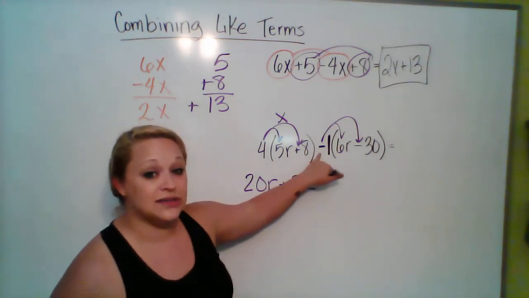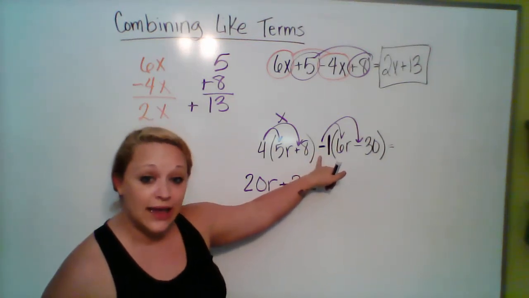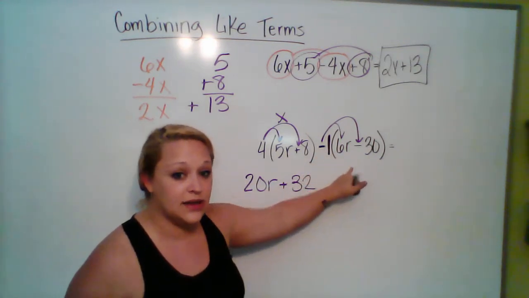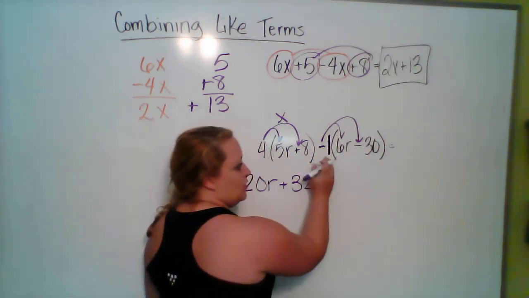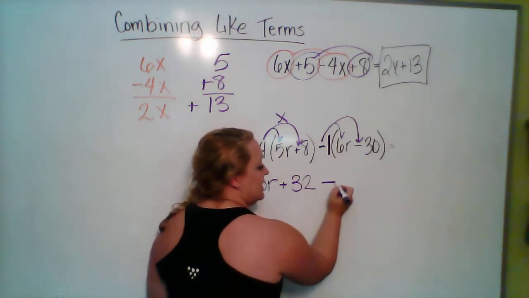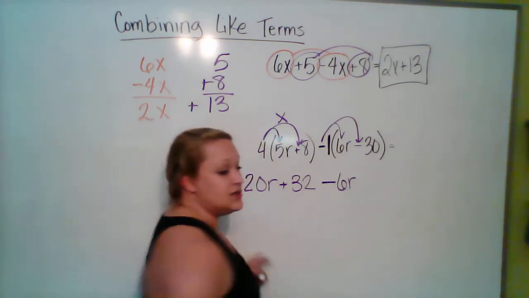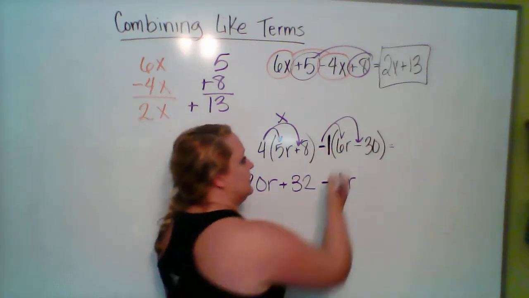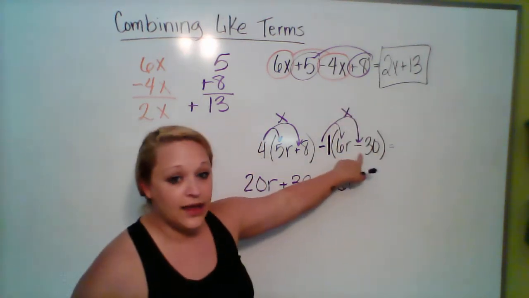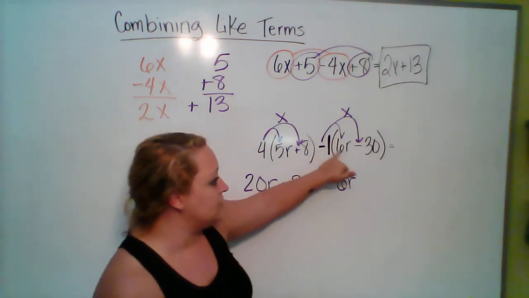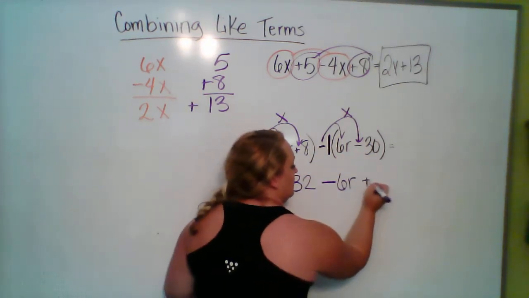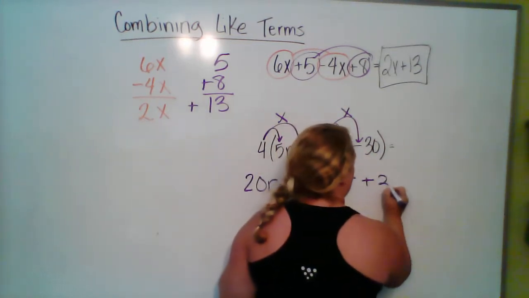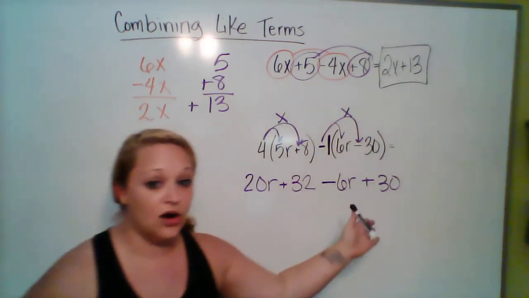Now I got to pay attention. It's not a 1, and it's not a subtraction. It's a negative 1. So we learned before that a negative times a positive is a negative. 1 times 6R would give me negative 6R. Again, it's a negative 1 times a negative 30. Well, we learned before that a negative times a negative is a positive, so 1 times 30 would be 30. Again, this is not our answer.